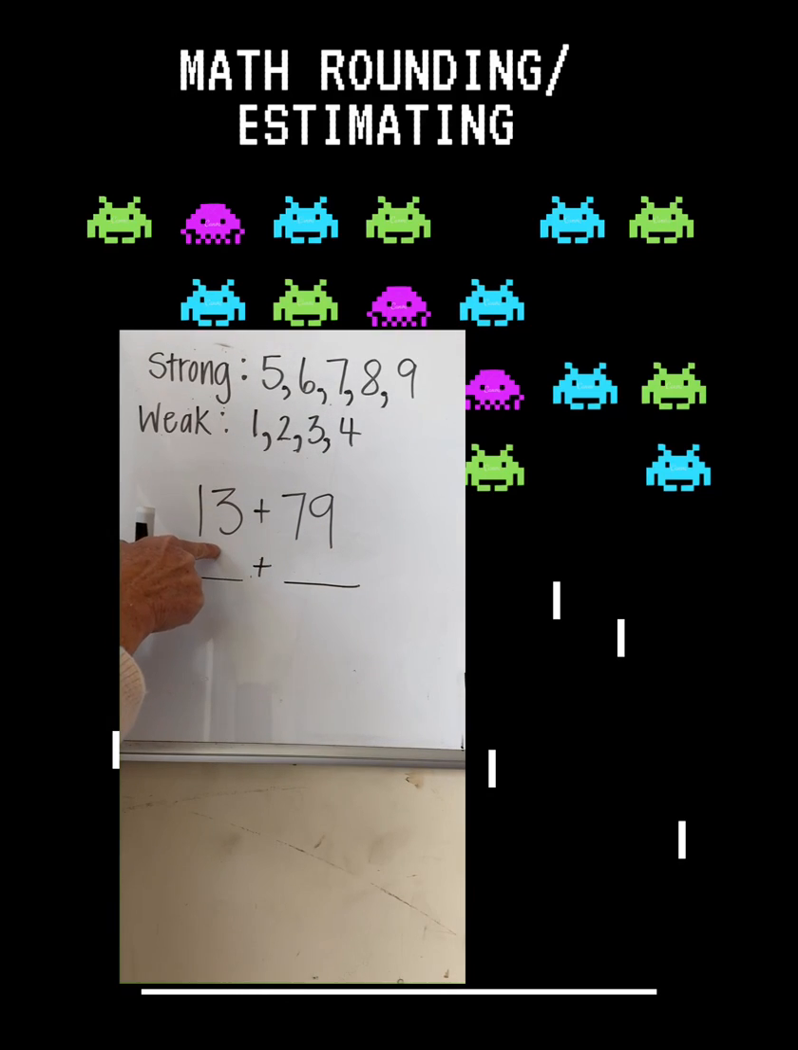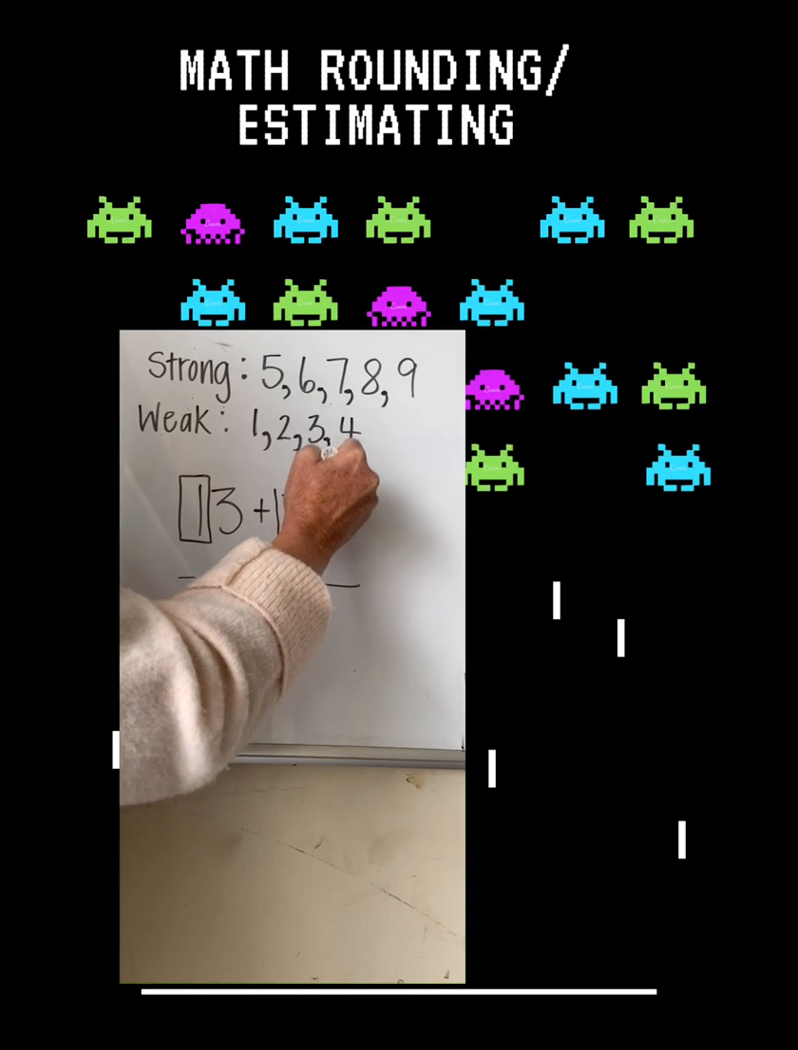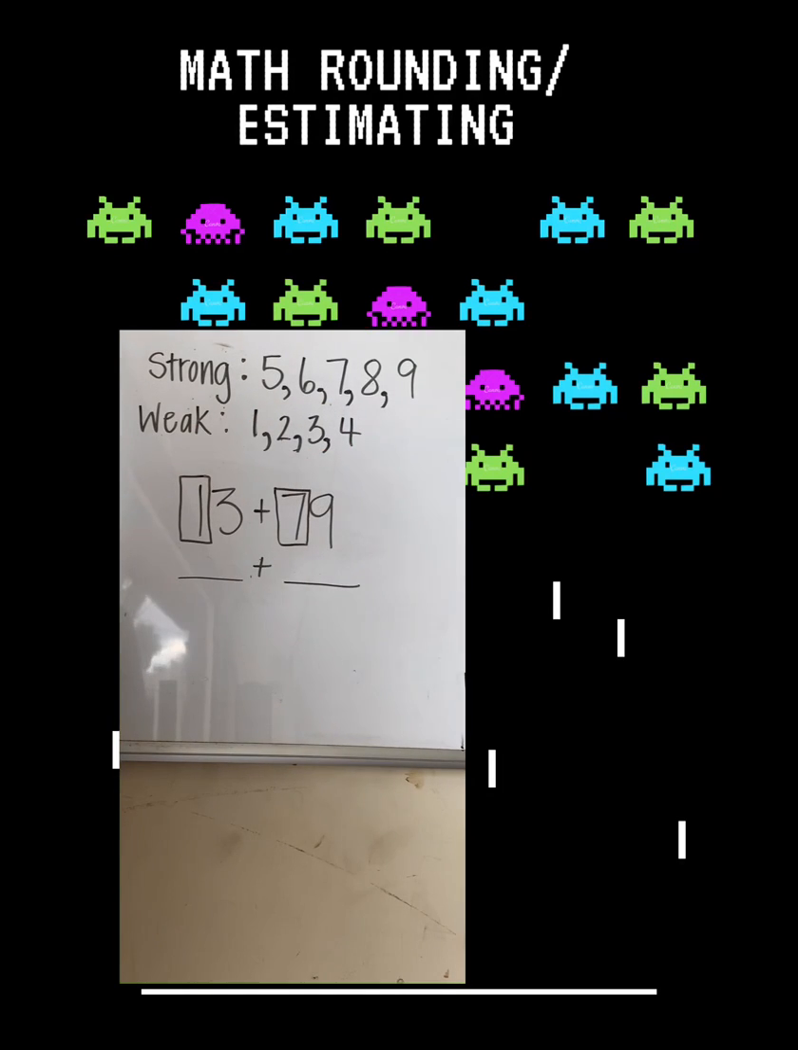When I look at the 13 and I'm rounding to the nearest tens, I know that the 1 is our target number and the 7 will be a target number. Now let's look at the other digit in the ones place. We have a 3. Is a 3 a weak number or a strong number? It's not 5 or more. It's weak. We won't let it score. So we're going to keep that 1 a 1 and we're going to change that 3 to a 0.